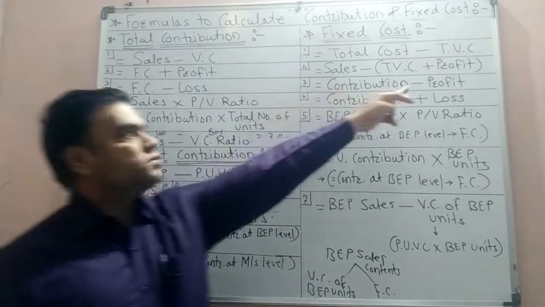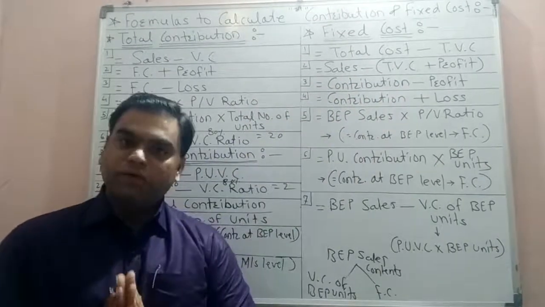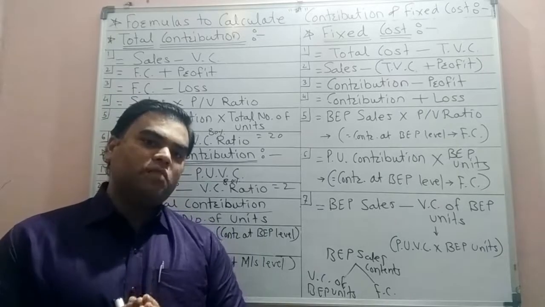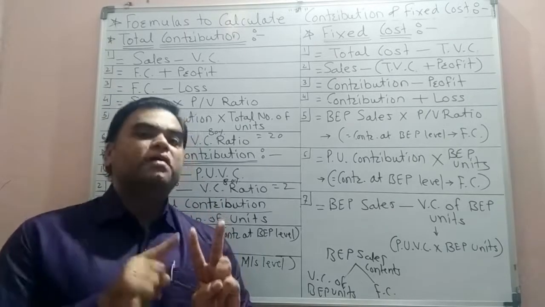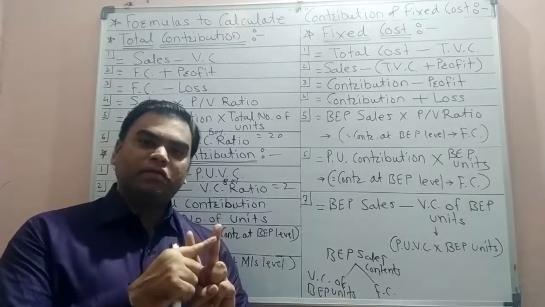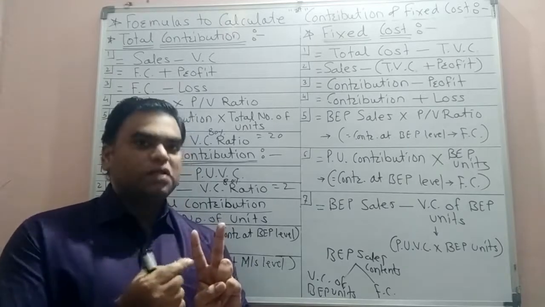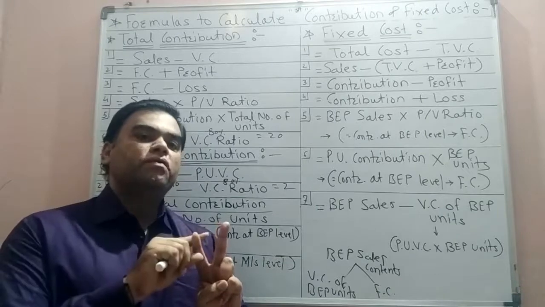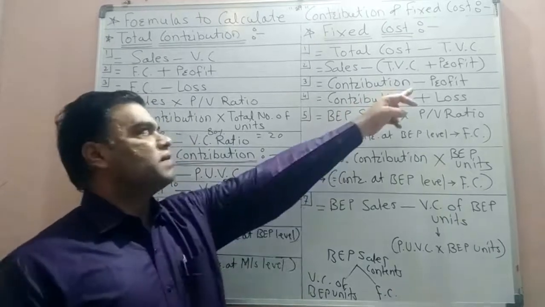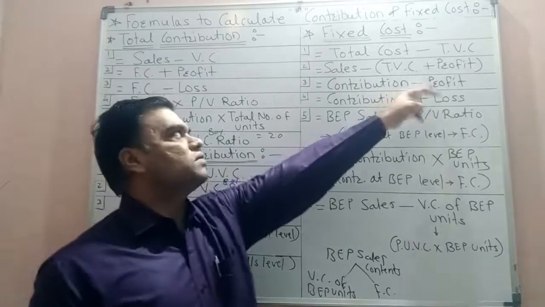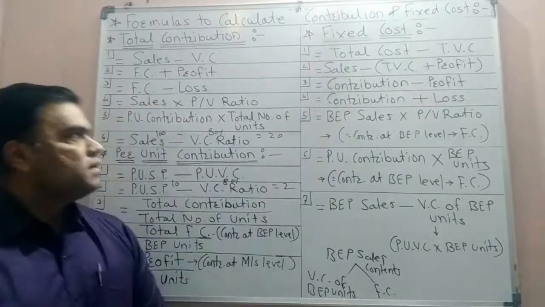Third, contribution less profit. As we know, contribution is the sum of fixed cost and profit, or in other words we can say fixed cost and profit collectively are known as contribution. So if we deduct profit from contribution, then fixed cost will remain. So contribution less profit is equal to fixed cost.